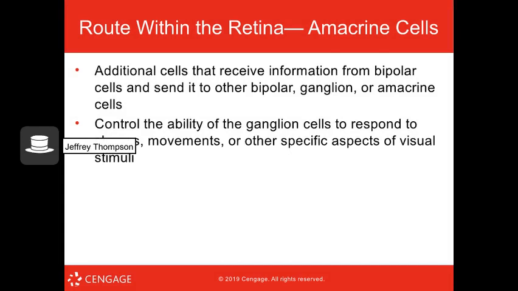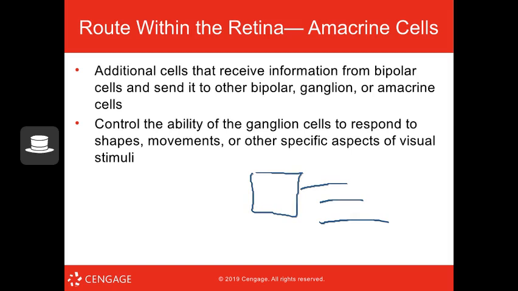Then we have amacrine cells, which receive information from bipolar cells and send it to other bipolar, ganglion, or amacrine cells. These control the ability of ganglion cells to respond to shapes, movements, and other specific aspects of visual stimuli. So if you see this square moving quickly, that would be your amacrine cells responding not only to the shape, but also to the movement.